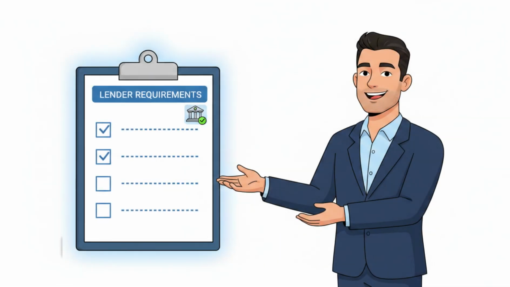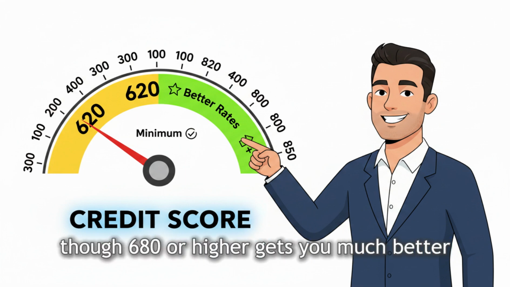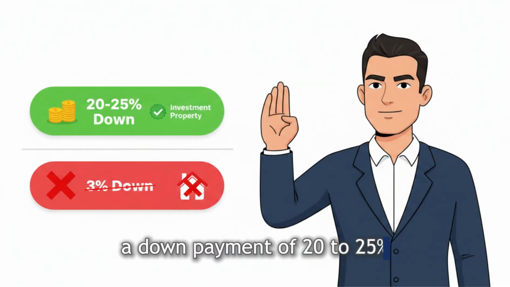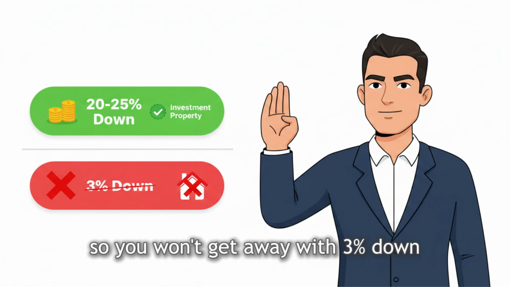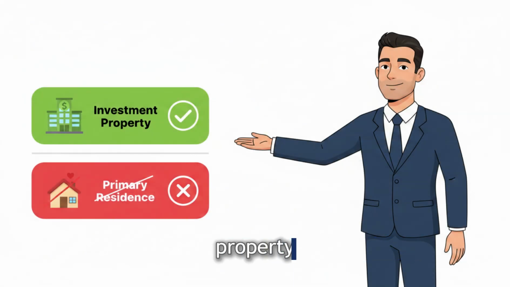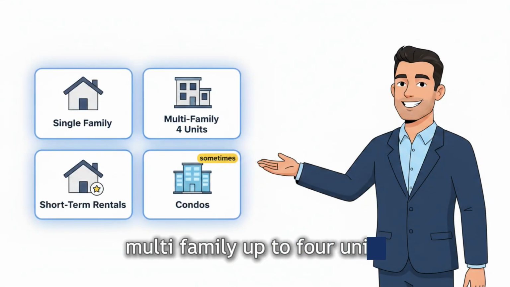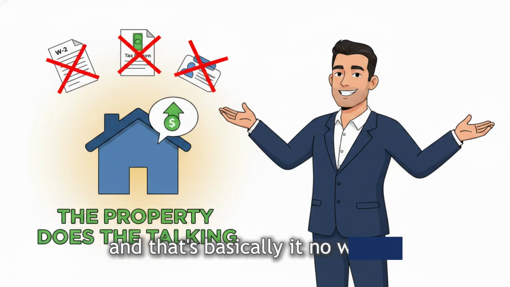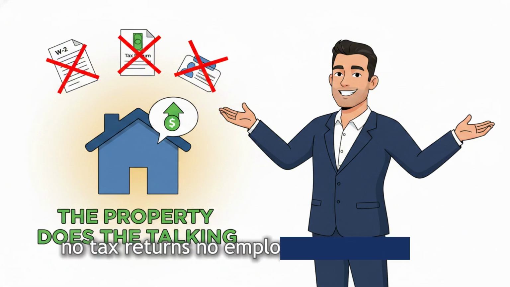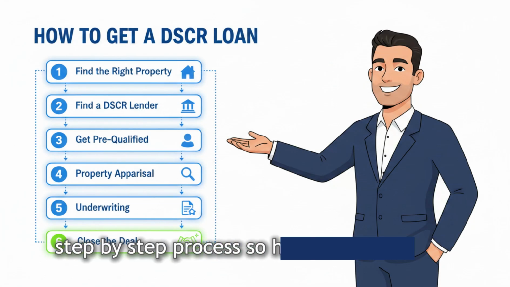Who qualifies? Here's what most lenders typically require for a DSCR loan: a credit score of at least 620, though 680 or higher gets you much better rates. A down payment of 20 to 25%. These are investment property loans, so you won't get away with 3% down. The property must be an investment property, not your primary residence. This includes single-family homes, multifamily up to 4 units, short-term rentals, and sometimes condos. And that's basically it. No W-2s, no tax returns, no employment verification. Property does the talking.